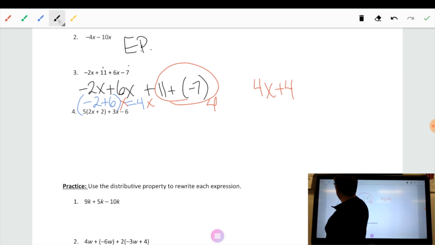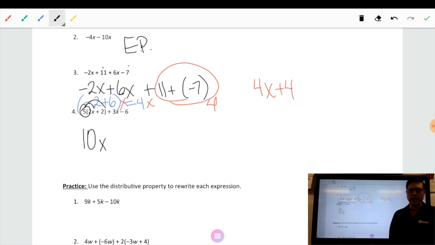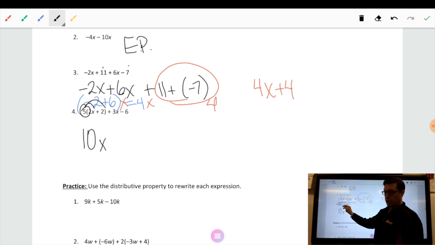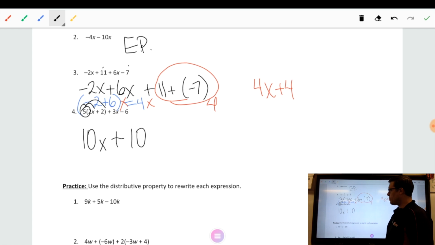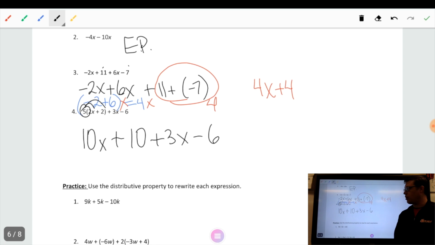Here's number 4, start. First of all, 5 is distributed to both terms in the parentheses, distributive property. So 5 times 2 is 10, and because it's 2x, I'm going to add an x. 5 times the other term in that parenthesis, which is a 2, so 5 times 2. Then bring down the plus 3x minus 6. They had no parentheses, and so therefore they just get to stay, and we're good to go.